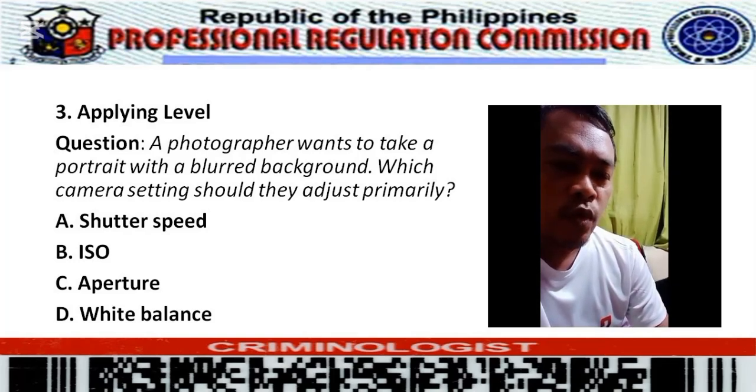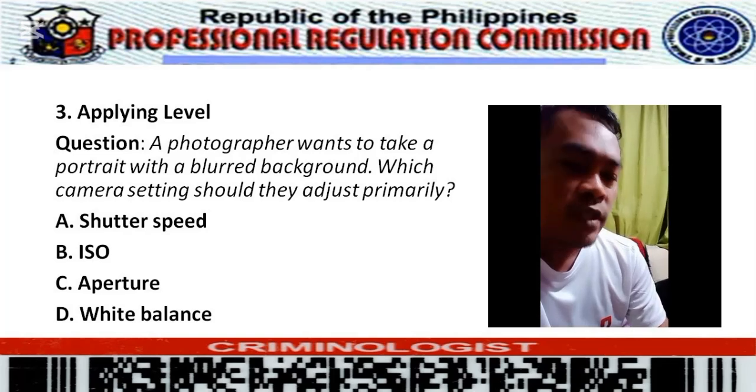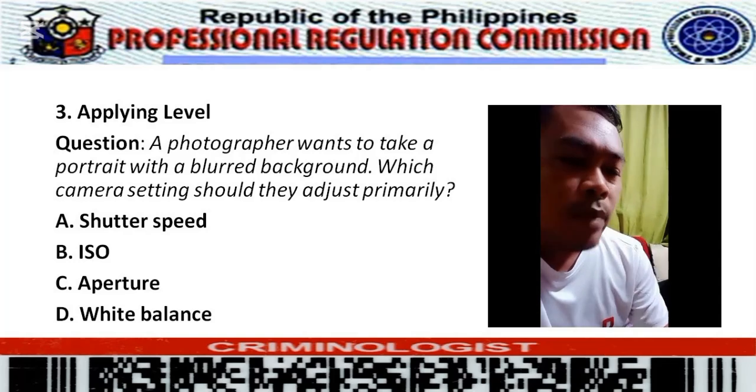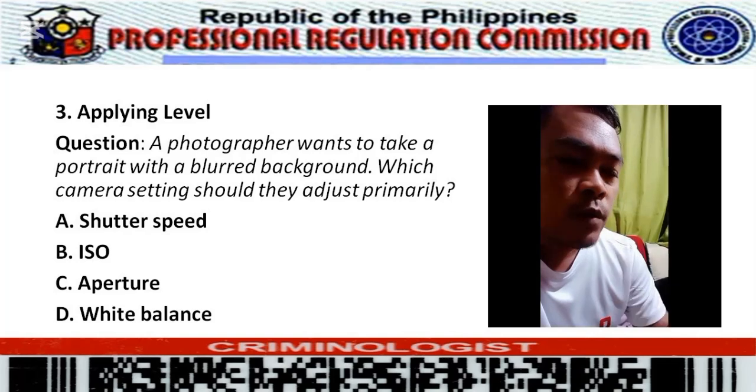So, to rationalize its choices, option letter A is incorrect. That shutter speed is incorrect. Why? Because the shutter speed only controls the exposure time but doesn't impact the background blur. So it does not affect the background blur. It only controls the exposure time. That's why option letter A is incorrect.